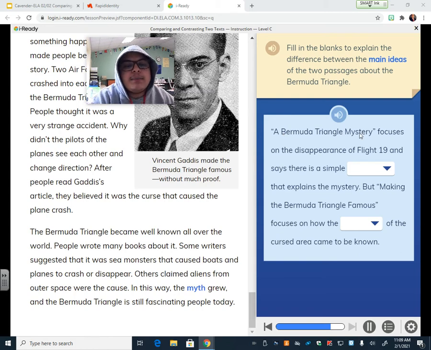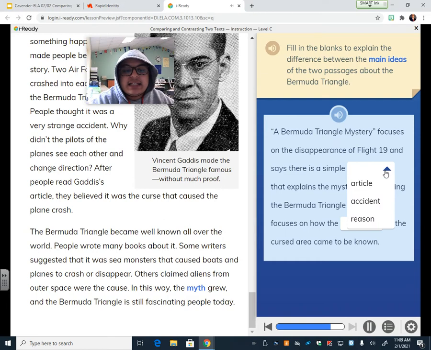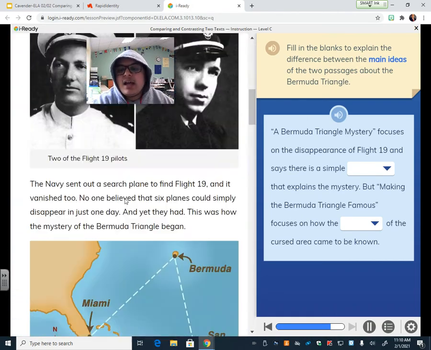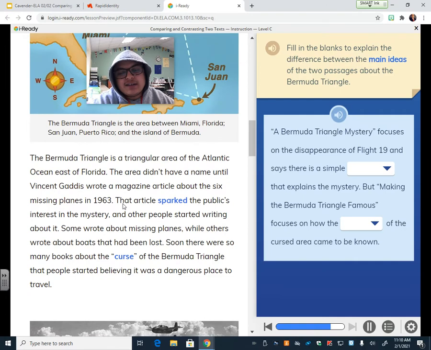Bermuda Triangle mystery focuses on the disappearance of Flight 19 and says there is a simple reason that explains the mystery. So, the first one, it tells us that it probably happened because of the compasses, they stopped working. So it says that there is a simple reason that explains the mystery.